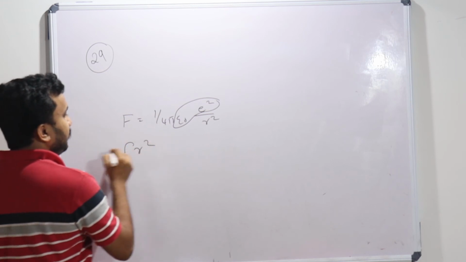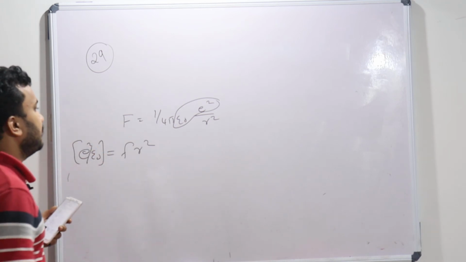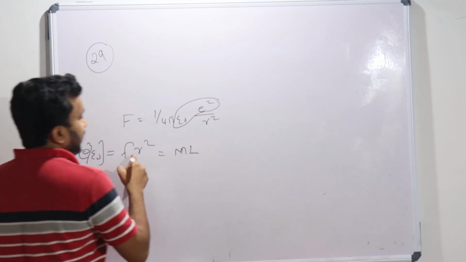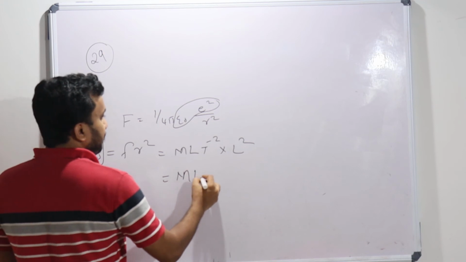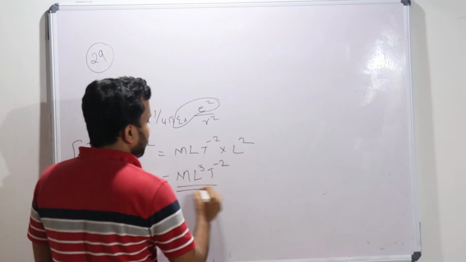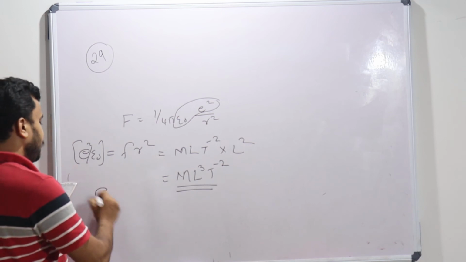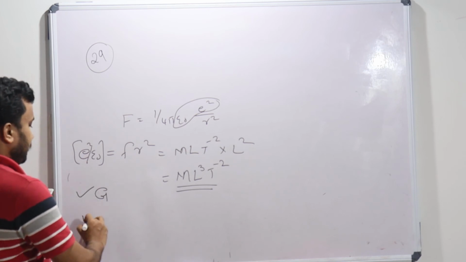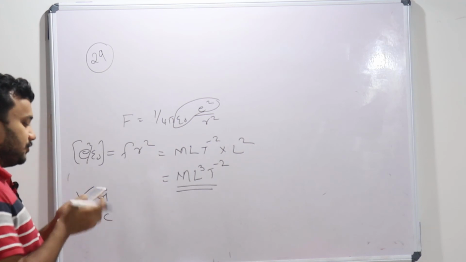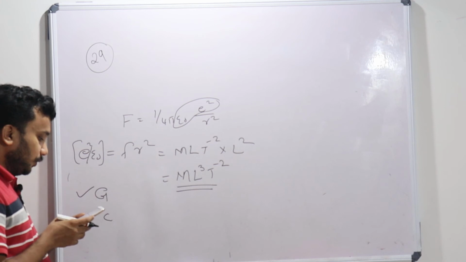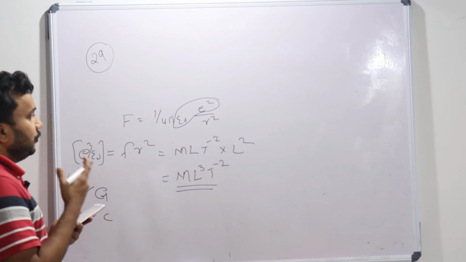What is the dimension formula of that? e square by epsilon 0 will have the same dimension formula as F into r square. The dimension formula of F is MLT raised to minus 2, and r square is L square. So it becomes ML cube T power minus 2, the dimension formula of e square by epsilon 0. Then we have G's dimension formula, which we already found, and C, which is velocity. We have to substitute in the four options and find which one matches.